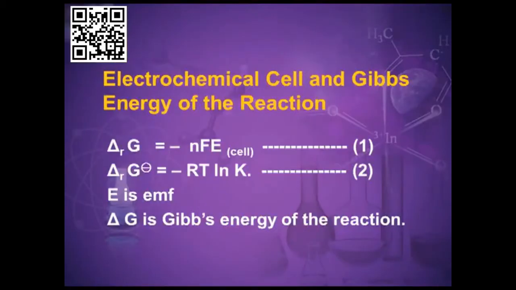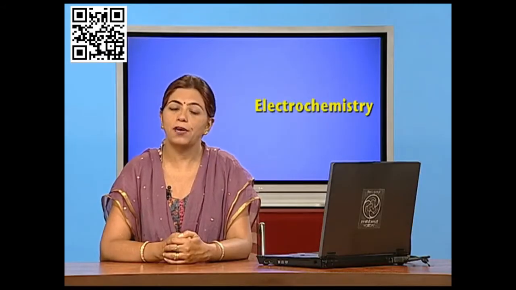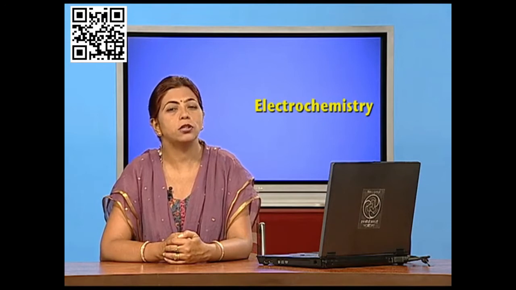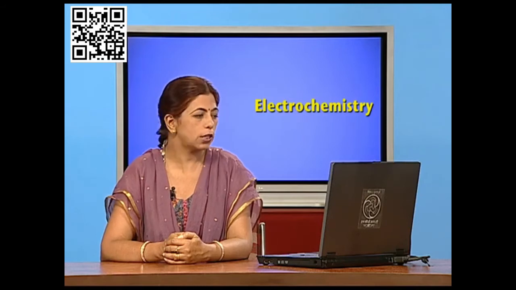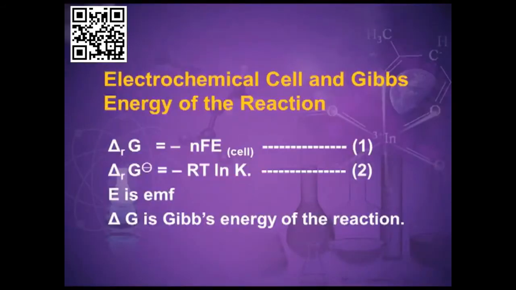Gibbs energy, that is delta G. The Gibbs energy you have studied in your class 11th in the unit thermodynamics. Gibbs energy is the energy which is free to be converted into useful work. Delta G is related to cell potential E as equation 1, that is delta G is equal to minus nFE. Delta G is also related to the equilibrium constant K via equation 2, that is delta G is equal to minus RT ln K.